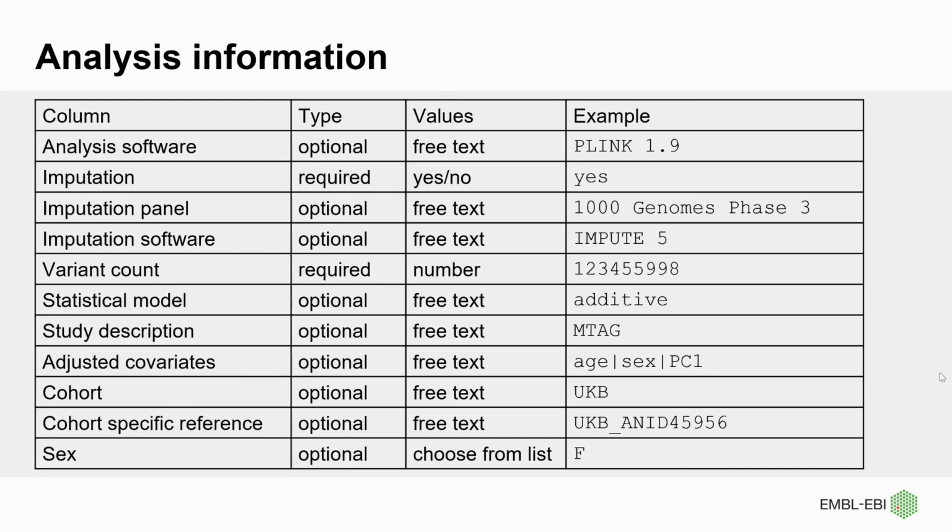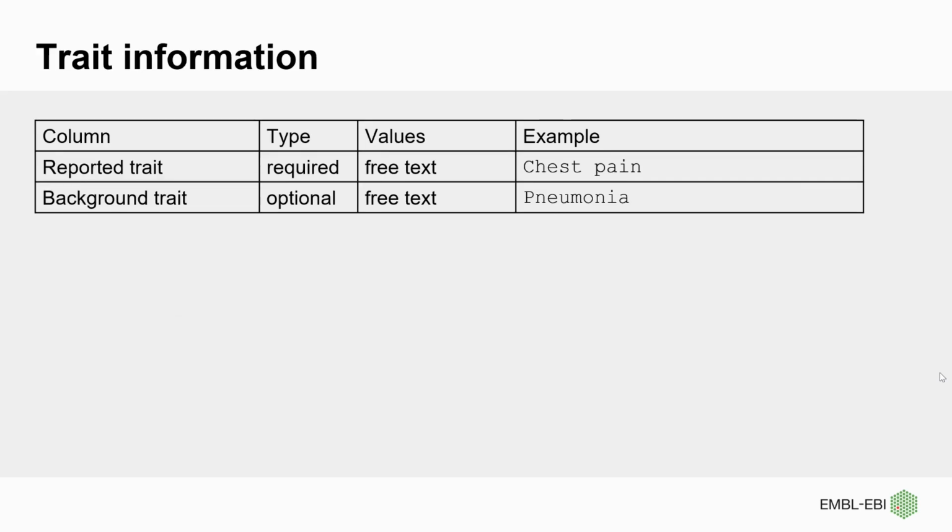Then there is some information about the analysis, including the software used for the association tests, imputation information, the number of variants analyzed, and you can also go into more detail about the statistical model and any covariates that were included. And you can also list any named cohorts that were used in the study and indicate if the study was sex stratified.